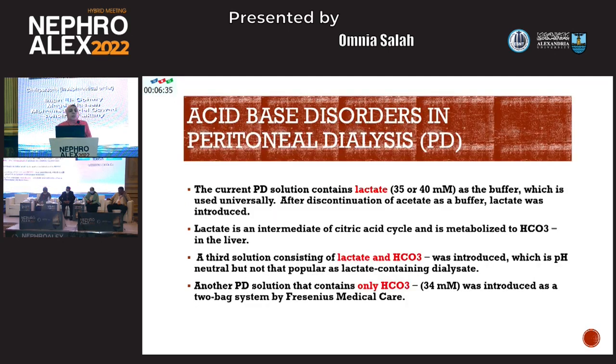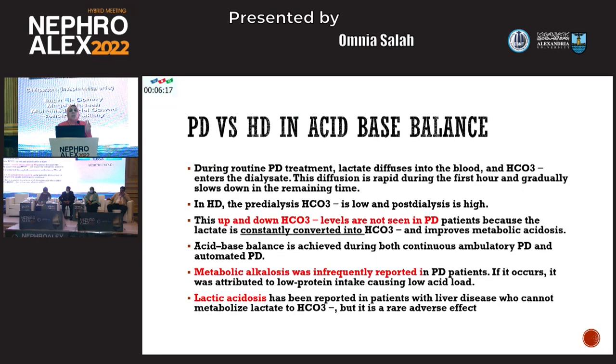Let's move to acid-base disorders in peritoneal dialysis. As we know, the current PD solution contains lactate as a buffer, used after discontinuation of acetate. A third solution consisting of lactate and bicarb was introduced, while another PD solution by Fresenius contains only bicarb. During routine PD, lactate diffuses into the blood while bicarb enters the dialysate. These large acid-base shifts do not happen in PD. Why? Because the lactate is constantly converted into bicarb, improving the metabolic acidosis. This is achieved in both CAPD and automated PD.